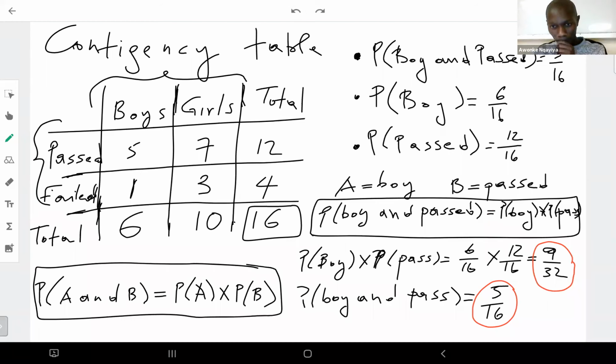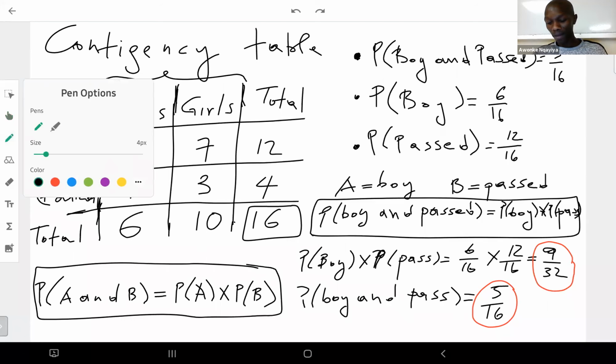We said that if the probability of A and B is equal to the probability of A multiplied by the probability of B, if those two things are equal, then we can say that the two events are independent, which means they do not depend on each other. So if they are not equal, then that means they depend on each other. In this scenario, we see that they are actually not equal. So we can conclude that these two events are not independent, which means they are dependent.